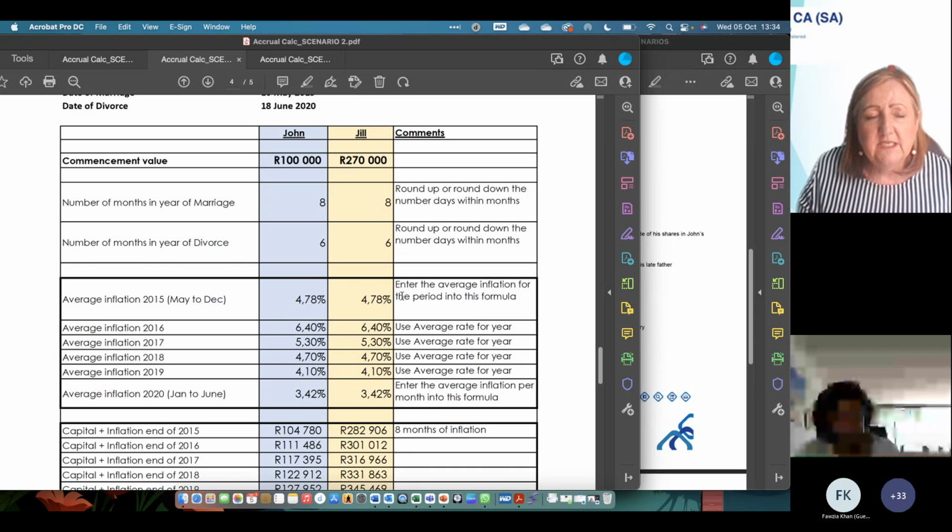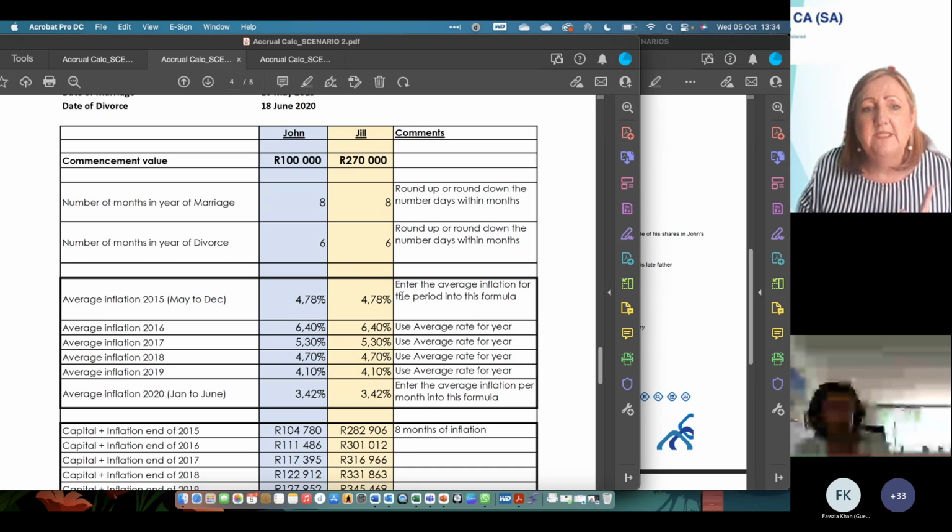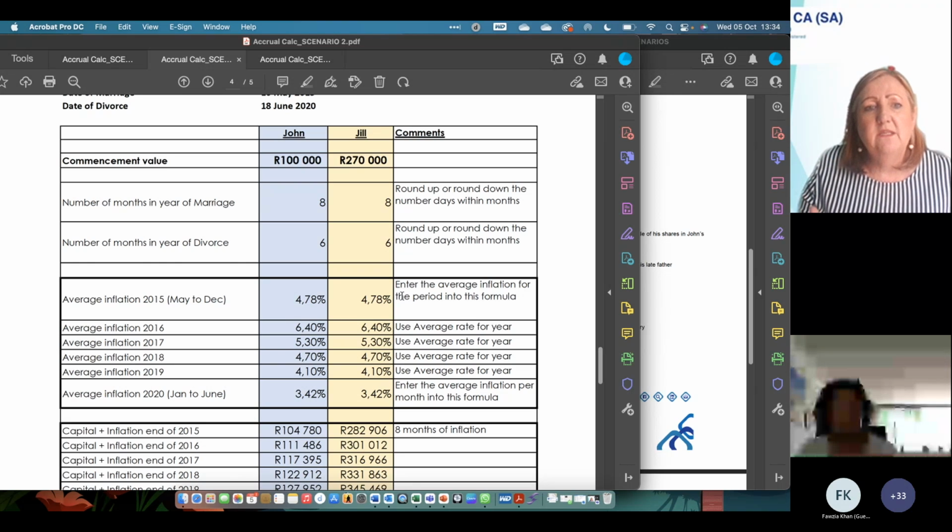And the reason for that is they got divorced on the 18th of June. So it's more than half of the month of June, so we count June in as well. Hence, from January to June, we've got 6 months. Okay, then the next block is the average inflation rates.